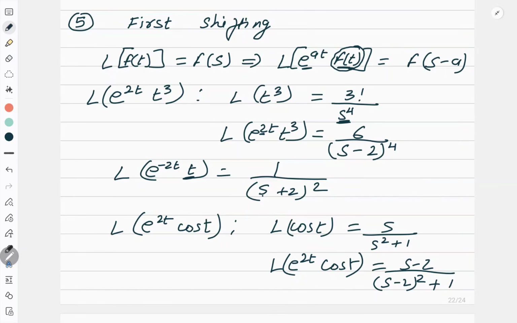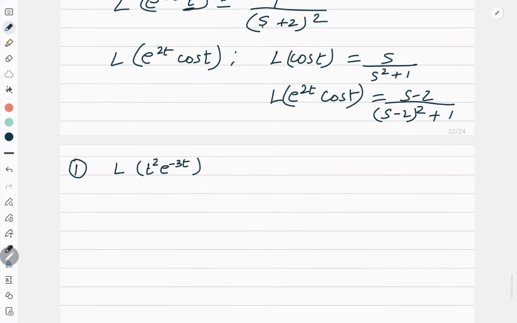So this is the first shifting property. I use first shifting property when a function is attached with exponential. And what is the working procedure? First find out Laplace of that function, and then in place of s you put s minus a. That's it. Let us do few questions based on this.